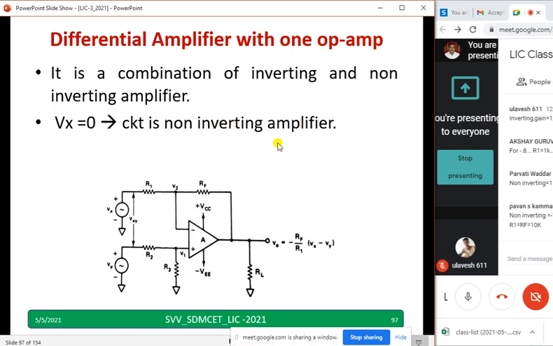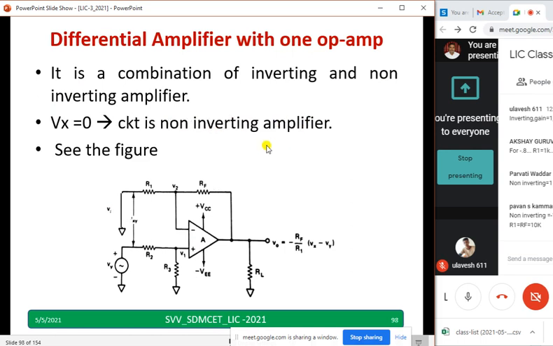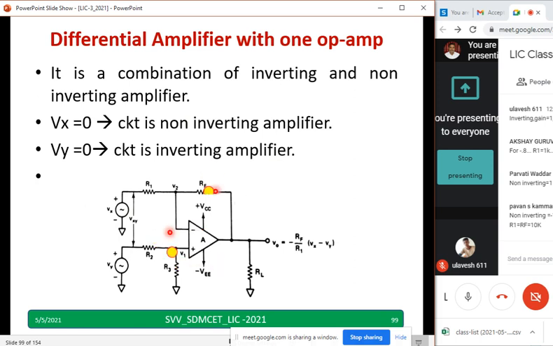Observe the circuit carefully. Now, Vy equal to 0. The circuit is inverting because Vy you are making 0, and Vx only you are applying. You are applying it to the inverting terminal. Hence, the circuit acts as an inverting amplifier. So, the circuit acts as an inverting as well as a non-inverting amplifier.